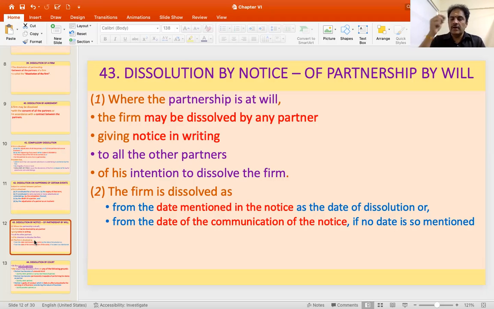So from which day will the dissolution be operational? It will be operational from the date that is indicated in the notice, if there is a date mentioned. Otherwise, from the date of communication of the notice, if no date is so mentioned. So if the notice says let us dissolve the partnership from 30th of June, then 30th June will be the date on which the firm will be treated to be dissolved, if they are all agreeable. Then the other thing is, if there is no date indicated, then from the date this notice was communicated, the partnership will be deemed to be dissolved.